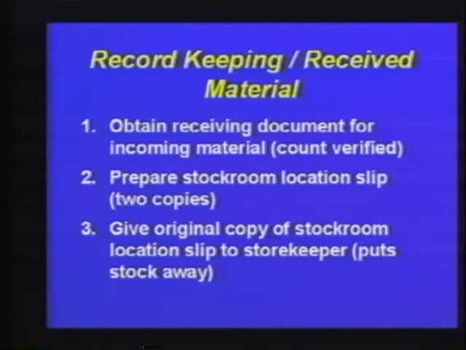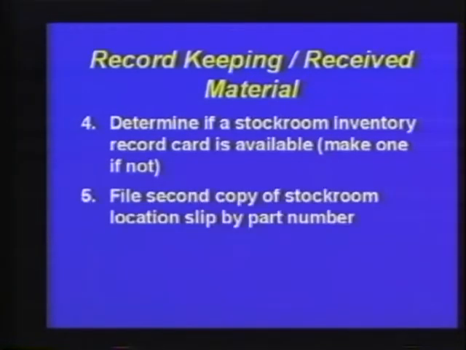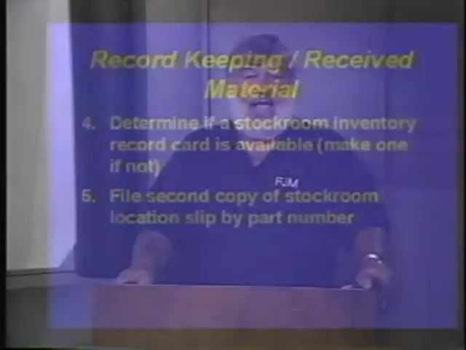You could change that around and have the original go with the material and the carbon be retained by the storekeeper. It really doesn't make any difference. You've got an option. When you put the material away in a bin, you're going to note the bin location. Now, some items may require more than one bin, and you'll see in a moment when we look at that source document that we have 4 different bin locations that we could put material away.